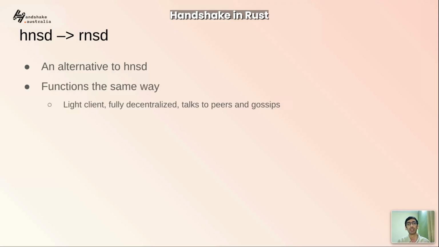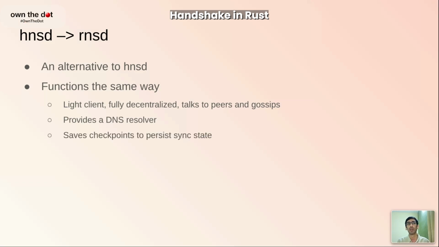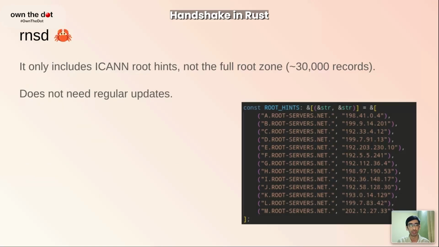Because of all these reasons, I have been working on a rewrite of HNSD, and let's just call it RNSD for now. It fits right in where HNSD did. It does all of the same functions. It's a light client. It's fully decentralized. It talks to other peers. It provides a DNS resolver. It also saves checkpoints like HNSD does, except for a few things.